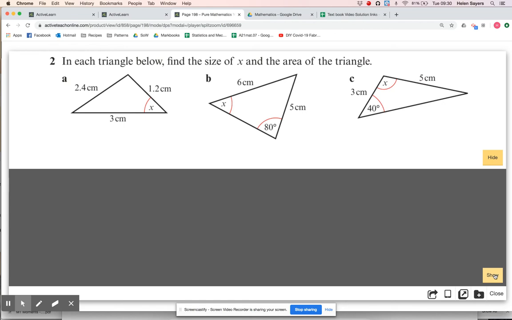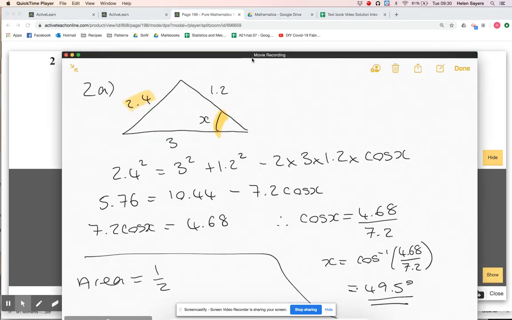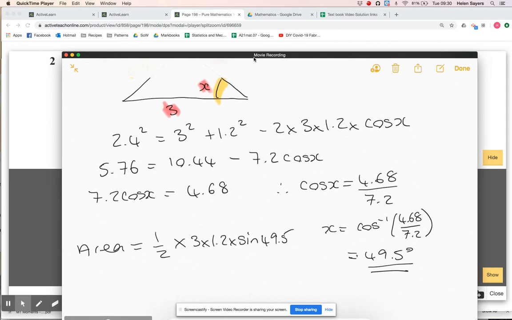And then area. I thought I would just go back up. So that's x for the first one. So the area is half AB sine C, and this is the angle I've got. So those will be the 2 sides I use. So half times 3 times 1.2 times sine of that angle that we've just found, so sine 49.5.